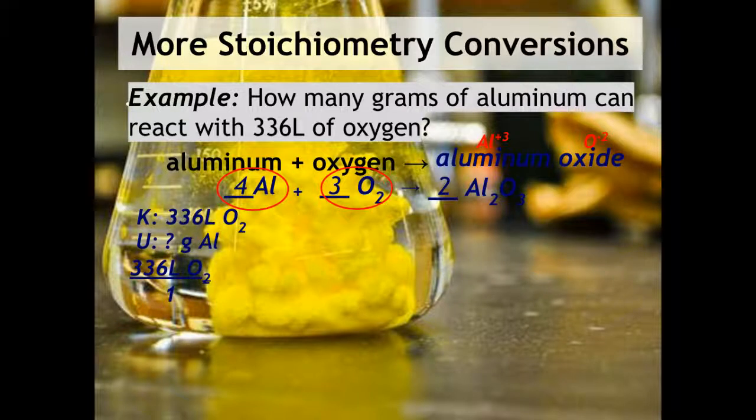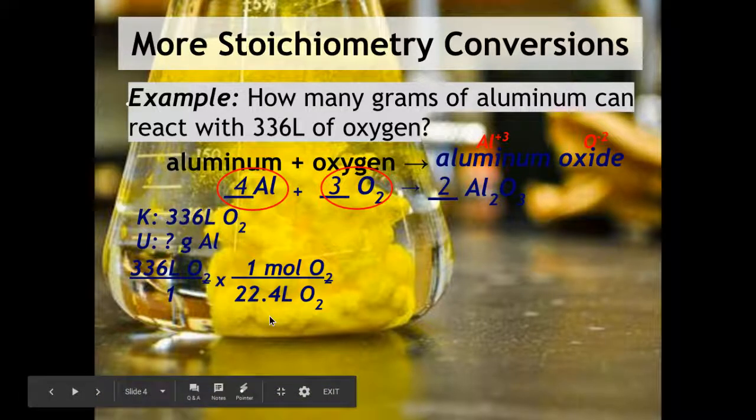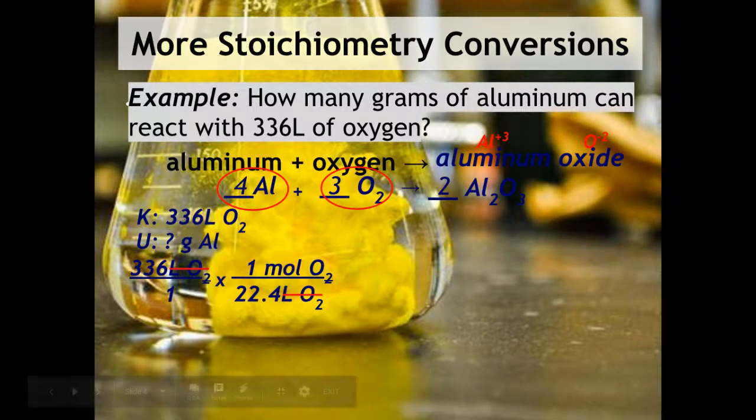All right, start with what you're given. 336 liters of oxygen. Is there a conversion between liters and moles, maybe? Because I need moles in order to go from, like I just said, 3 moles of oxygen for every 4 moles of aluminum that reacts. So I have to be in moles to do that. So I need to convert my liters to moles. And there is that handy-dandy conversion I just mentioned. For every 1 mole of oxygen, there are 22.4 liters of oxygen. Liters on bottom, of course, because we need to cancel out. 1 on top, 1 bottom. So those cancel out. Now I have moles of O2.